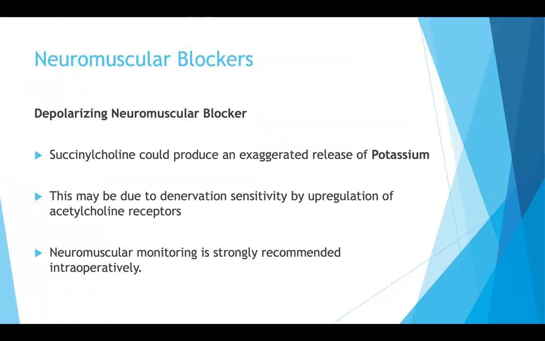Neuromuscular blockade used in multiple sclerosis patients should be carefully done, especially because depolarizing neuromuscular blockers such as succinylcholine can produce an exaggerated release of potassium. This is mainly due to the denervation sensitivity by upregulation of acetylcholine. Therefore, neuromuscular monitoring is strongly recommended intraoperatively.